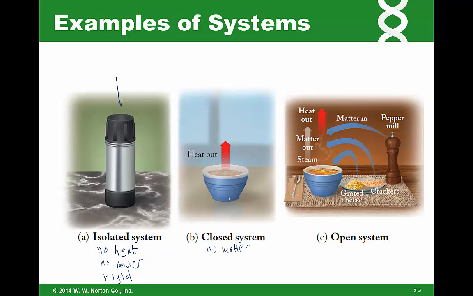And we might have rigid walls or not. So the system might be able to expand and contract or not. So closed just means that there's no matter exchange between the system and the surroundings.